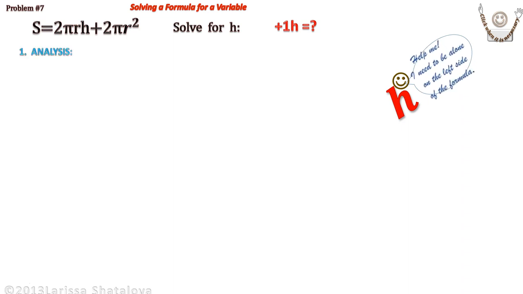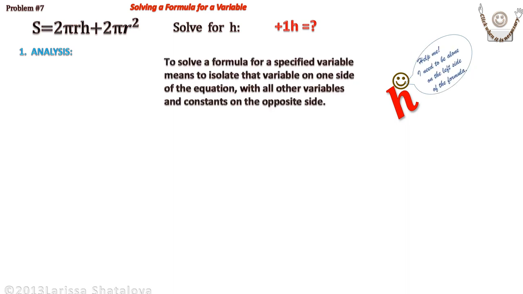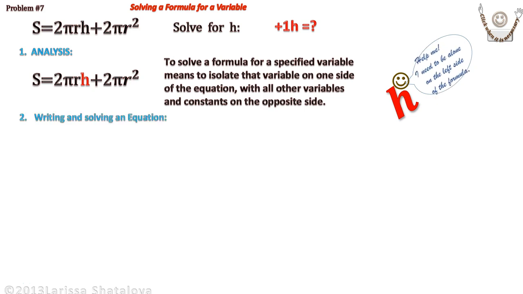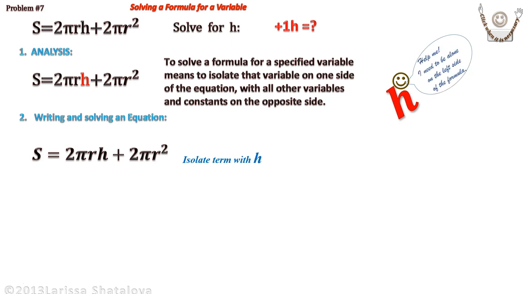Let's analyze. As you remember, to solve a formula for a specific variable means to isolate that variable on one side of the equation with all other variables and constants on the opposite side. I use red color for h to see better where h is located. Now, step number 2, writing and solving equations. As you see, h is part of the first term on the right. So let's isolate the term with h.